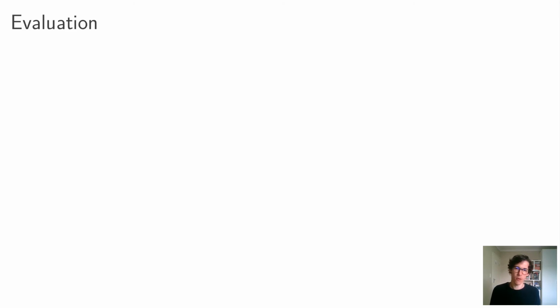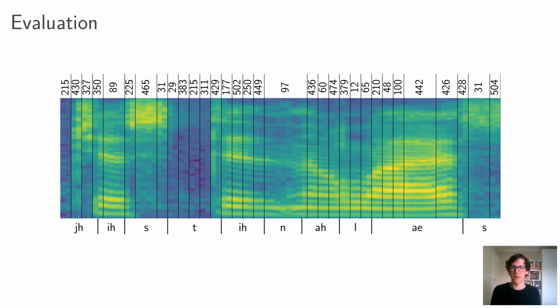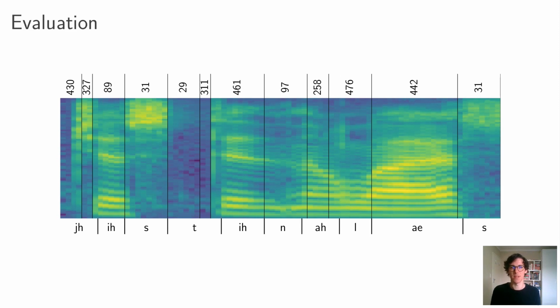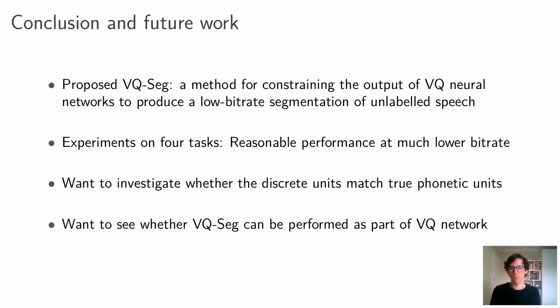The VQ-Seg algorithm gives reasonable performance compared to other approaches, but importantly, it does so at a much lower bit rate than other approaches. Just to see that qualitatively, here we've got the codes from the VQ-VAE again, and then if we apply VQ-Seg on top of this model, then this is the implicit segmentation that we get. In future work, we would want to investigate even deeper whether and how these VQ-Seg units represent phonetic units.